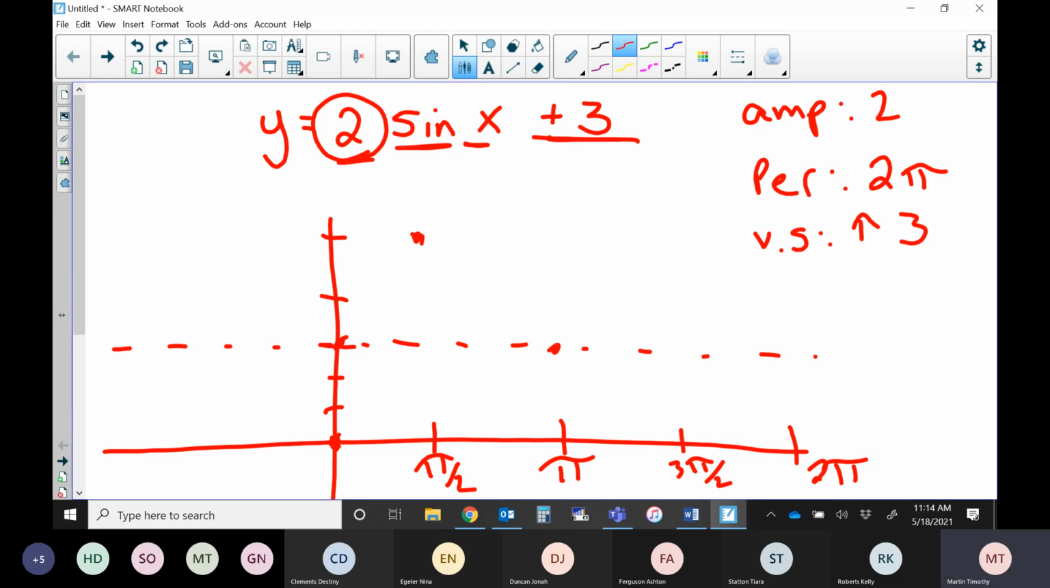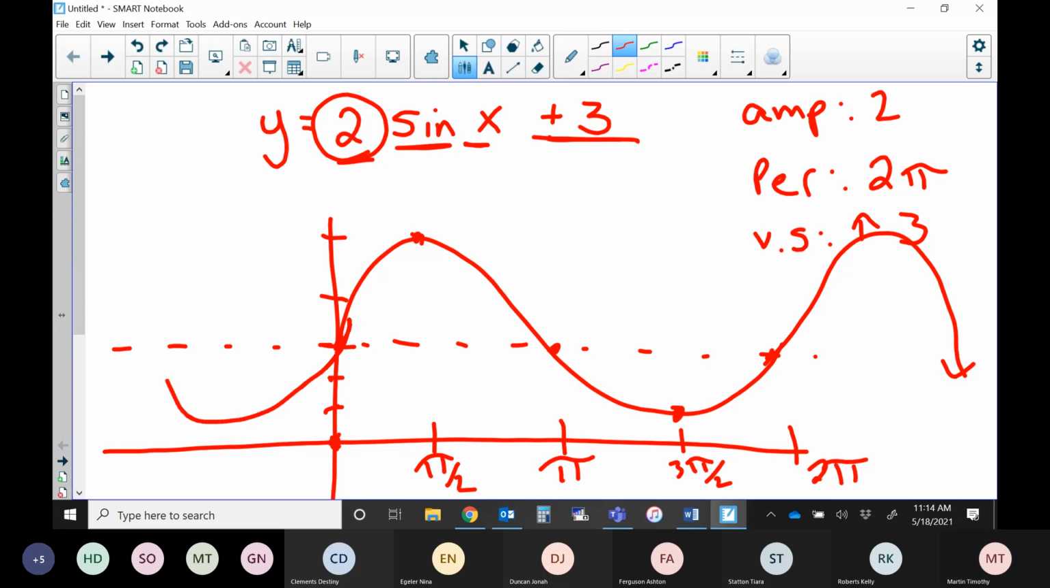Right here, it's going to go back to my midline. Right here, it's going to go down 2 from the midline. Right here, it's going to return to the midline. And so my graph would look like this. And again, it would continue that pattern over and over. Does that make sense?